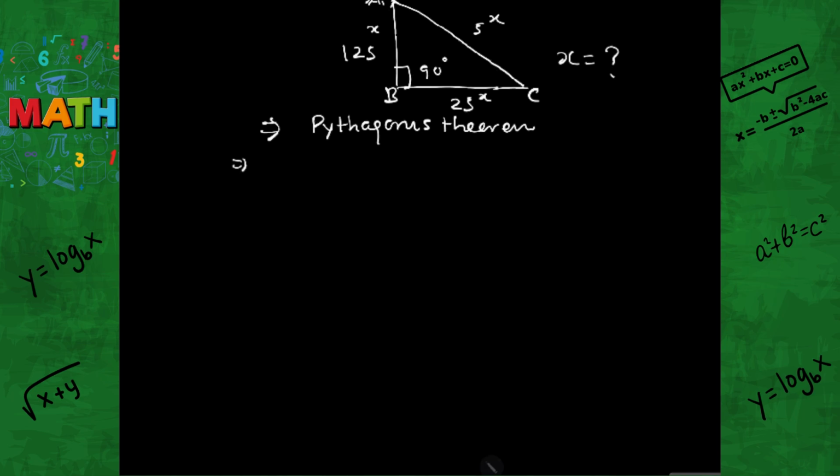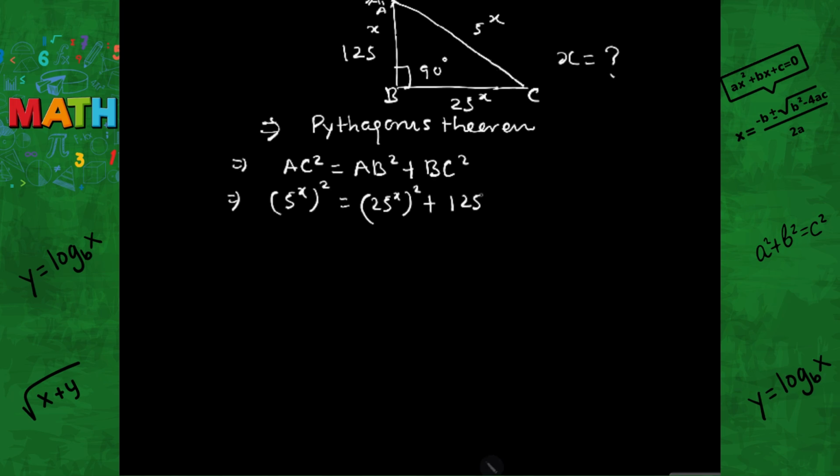As per Pythagoras theorem we can write, this is A. So AC square is equal to AB square plus BC square. Let's put the values of AC, AB and BC. So 5x square is equal to 25x square plus 125x square. Let's simplify it further.